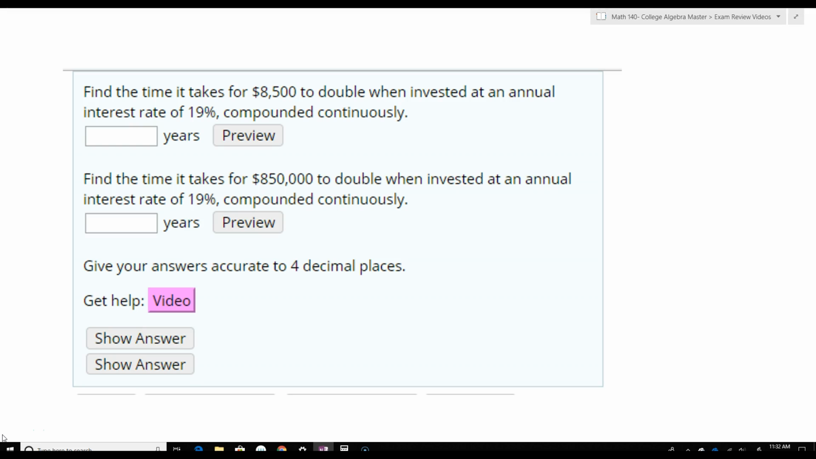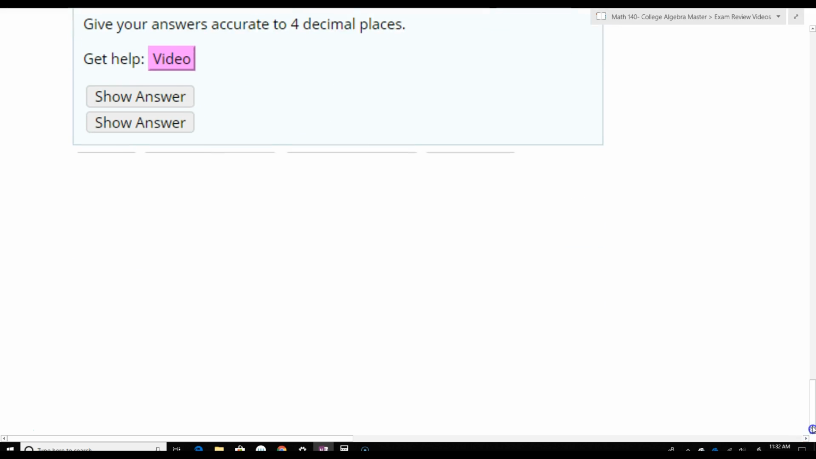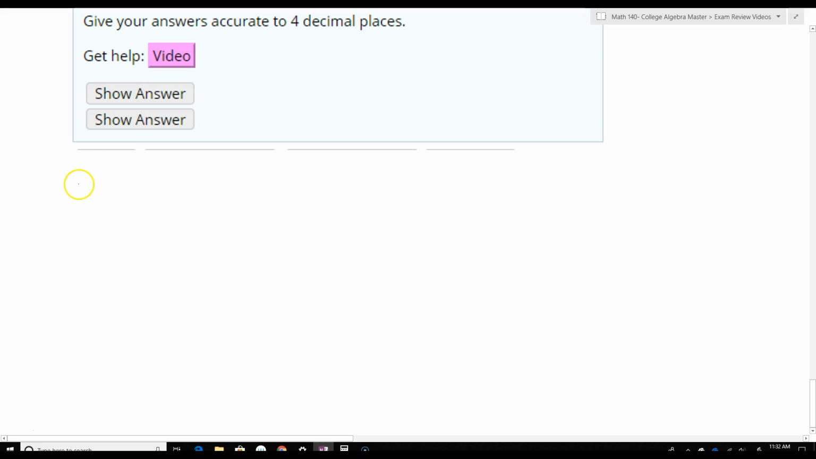So what it says is: find the time it takes for $8,500 to double when invested at an annual interest rate of 19% compounded continuously. Okay. So again, like we talked about in the last problem, my A is going to equal 8,500, and my interest rate, we'll call it I, is going to equal 0.19, so it's 19%. So we need to find that B value, which is the B inside of A times B to the t, which will give me the value of what I have inside of my account.